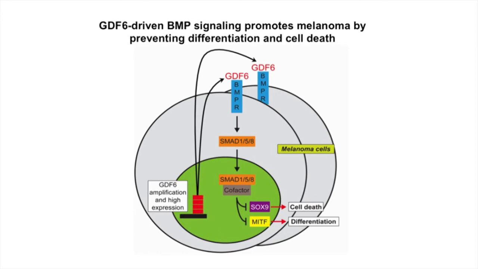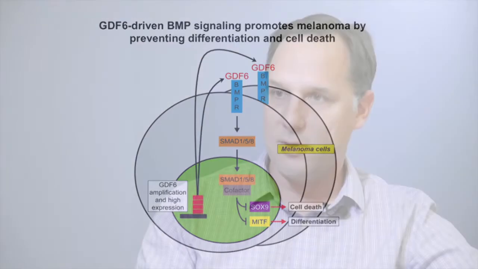In addition, it represses the expression of another gene called SOX9, and the effect of doing that is it keeps these melanoma cells alive. So in acting through this BMP signaling pathway, GDF6 not only prevents differentiation, but it also prevents the death of melanoma cells.